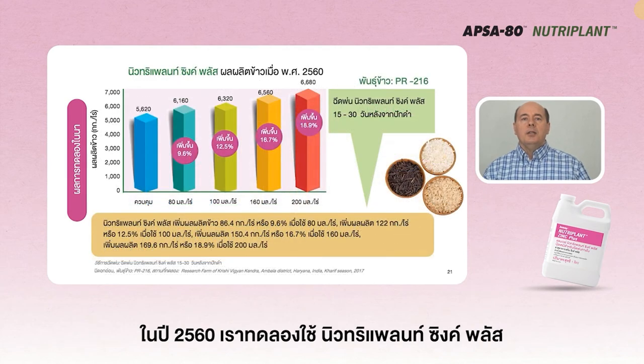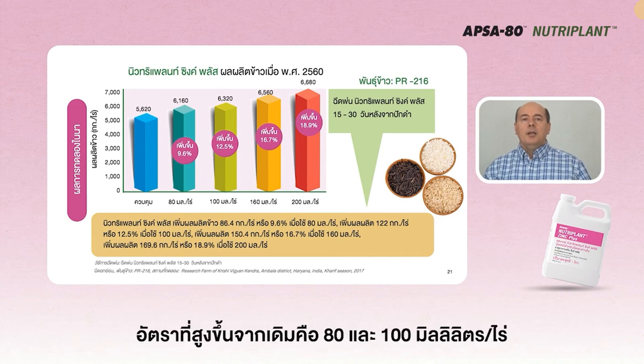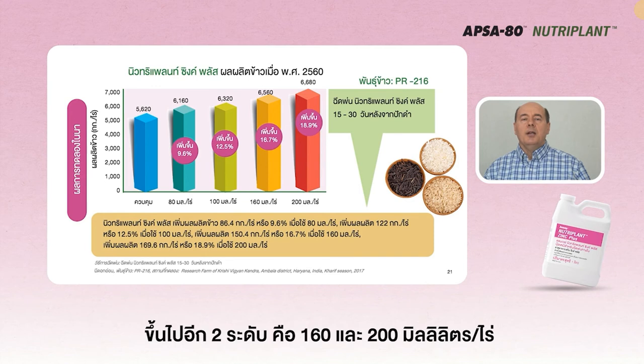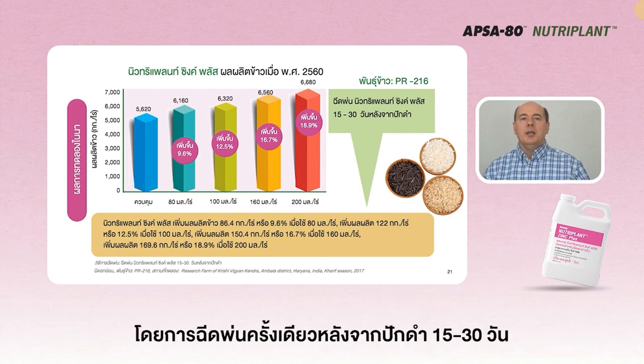In 2017, we looked at different rates of NutriPlan ZincPlus, even higher rates, and applied 500 milliliters per hectare, 625 milliliters per hectare, 1000 milliliters per hectare, and 1250 milliliters per hectare. NutriPlant Zinc Plus was applied from 15 to 30 days after transplanting rice.